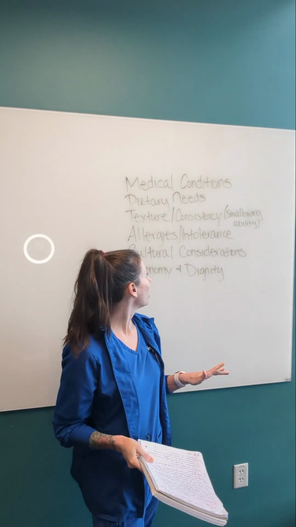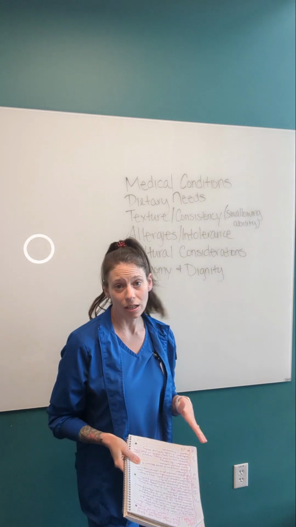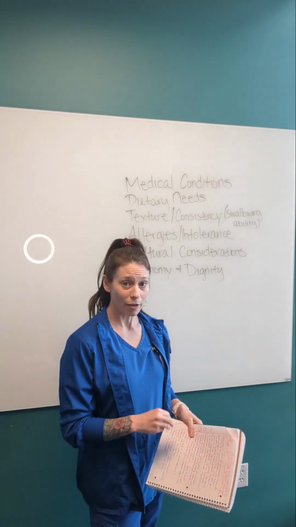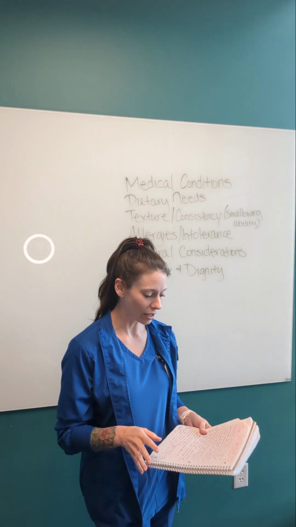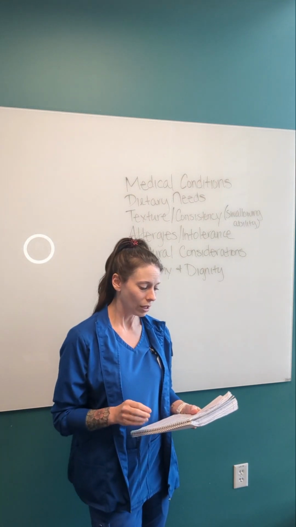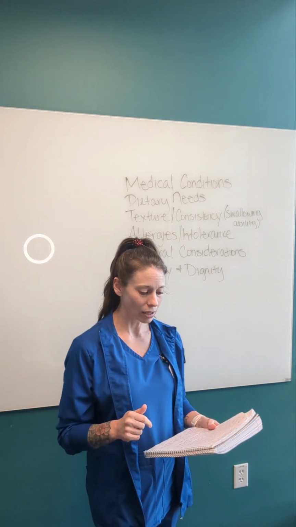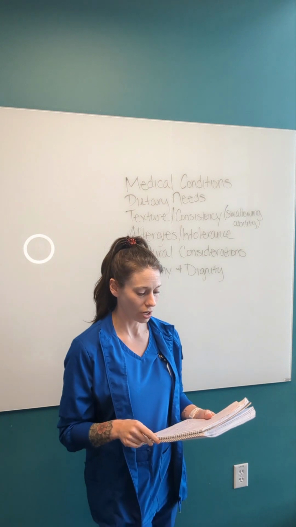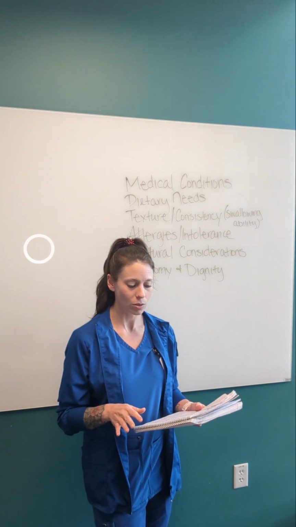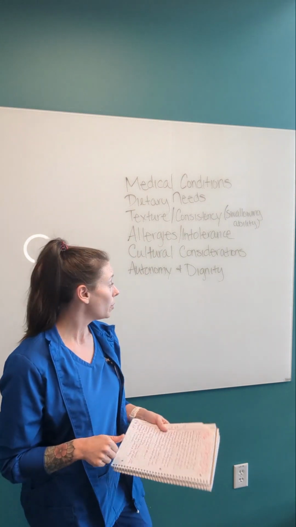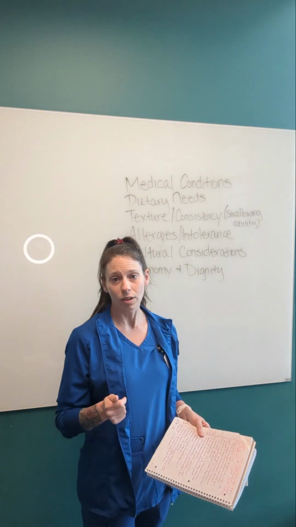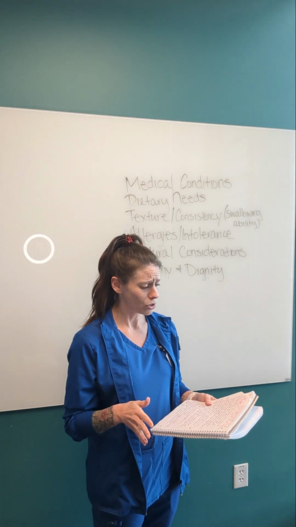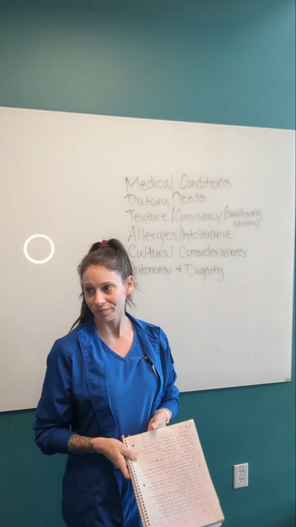Another big thing that we have to consider is allergies and intolerances. There are 8 big allergies that we have to watch for. Those include milk, eggs, fish, shellfish, tree nuts, peanuts, wheat, and soybeans. And then there's also a lot of intolerances. This includes gluten, lactose, caffeine, fructose, and some sulfites.